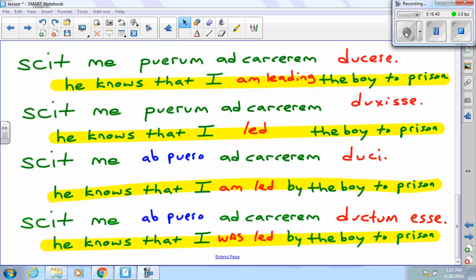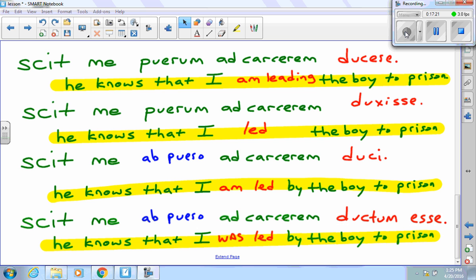If I change it to passive, I have to change some other things as well, because I'm changing who receives the action. So if I have scit me a puero, that ablative of agent is going to show up because I'm in the passive duci. In this case, I have he knows that I am led by the boy to prison. Duci is in the present, scit is in the present, same time, so I translate it as the same time. In the bottom one, I have changed duci to ductum esse because it is a perfect infinitive. I need to make sure it happens before the main verb. The main verb scit is still in the present tense. He knows that I was led by the boy to prison. As long as it happens before scit, we're in good shape.